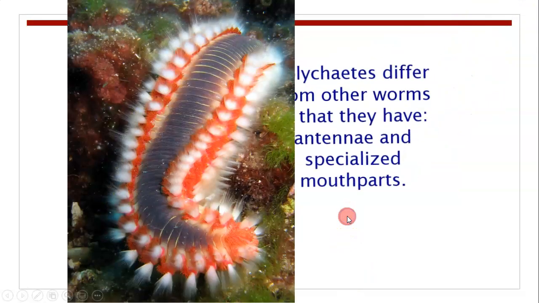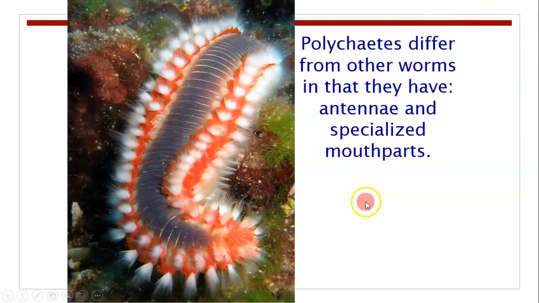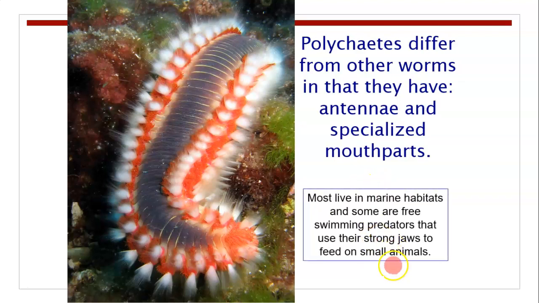Polychaetes are different from other worms in that they have antennae, and they also have specialized mouth parts. Most of these guys are marine, so they live in the ocean. There are some free-swimming predators that use their strong jaws to feed on small animals. You'll see an example of that with the bobbit worm.